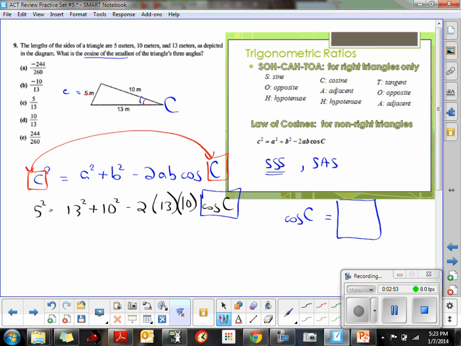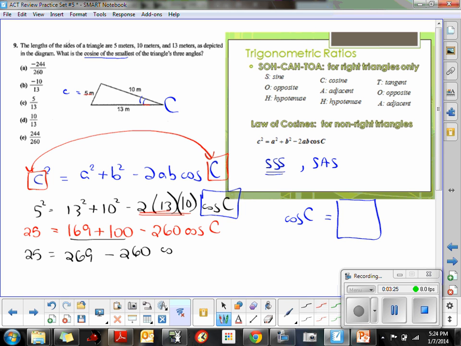So now it's a matter of simplifying what we have. We've got 5 squared, which is 25, equals 13 squared, which is 169, plus 10 squared, which is 100, minus 2 times, and I'm going to multiply all these together: 2 times 13 is 26, 26 times 10 is 260, cosine of C. I'm going to add these two together, so I have 25 equals 269 minus 260 cosine of C. I'm going to keep trying to solve this and get cosine of C isolated by itself.